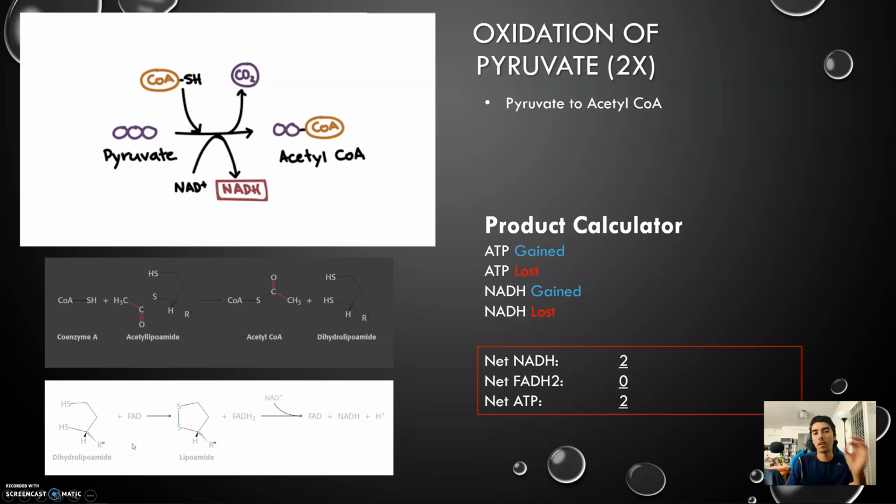FAD will oxidize that intermediate right here to form lipoamide. But then FAD also needs to be reoxidized back with the help of NAD+, and ultimately we get that NADH molecule. So as a result of this step, we've actually gained 2 more NADH molecules, bringing us to 4 NADH molecules and 2 net ATP molecules in total.